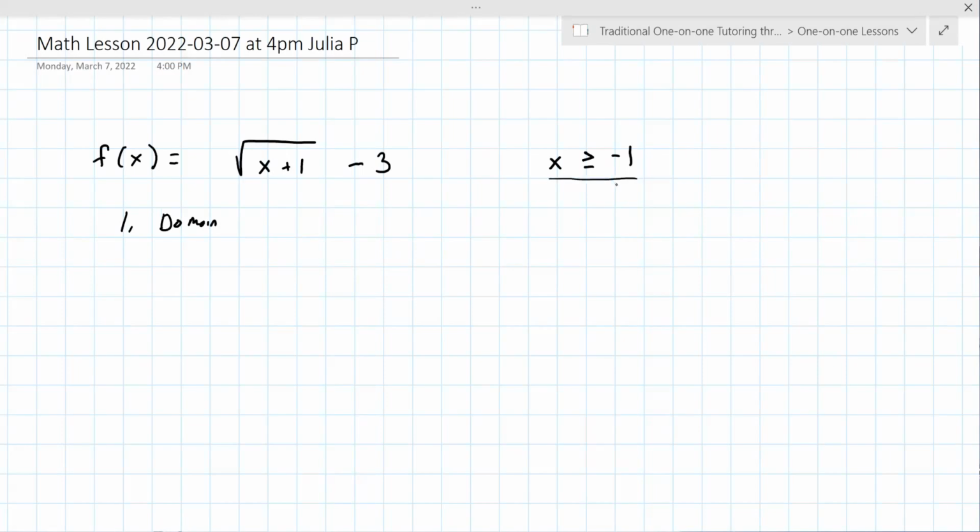So this has to be converted to set builder notation. So you've got x such that x is an element of the real numbers. This is always the case. And then you include this part right here on the right.